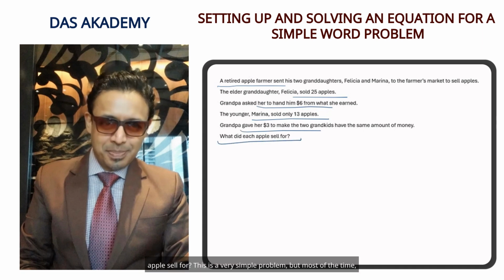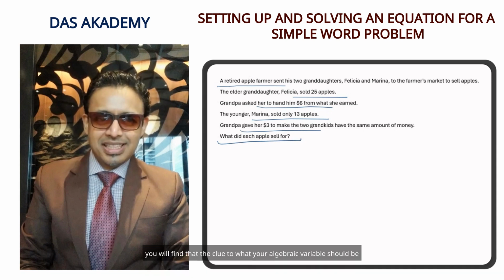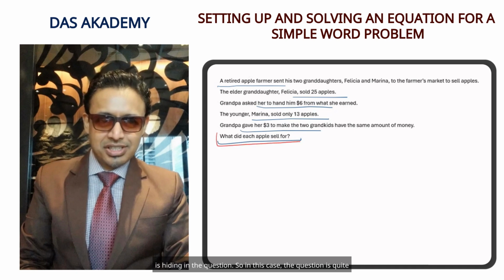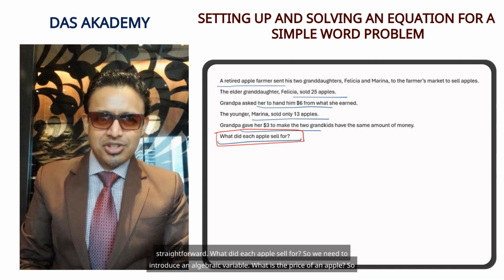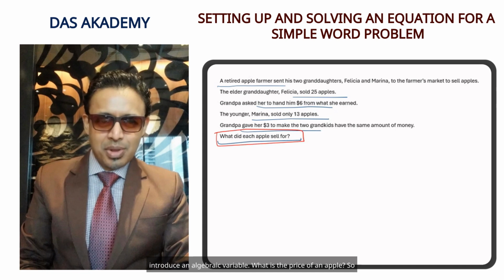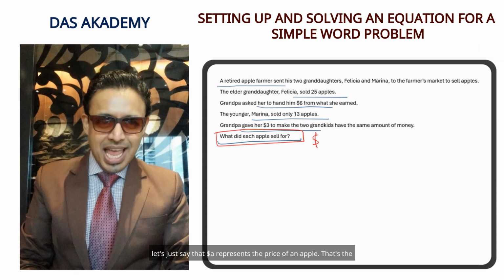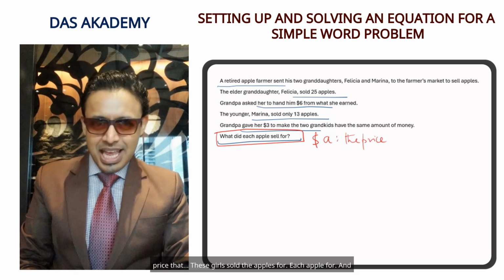This is a very simple problem, but most of the time you will find that the clue to what your algebraic variable should be is hiding in the question. So in this case, the question is quite straightforward. What did each apple sell for? So we need to introduce an algebraic variable. What is the price of an apple? So let's just say that $A represents the price of an apple. That's the price that these girls sold each apple for.